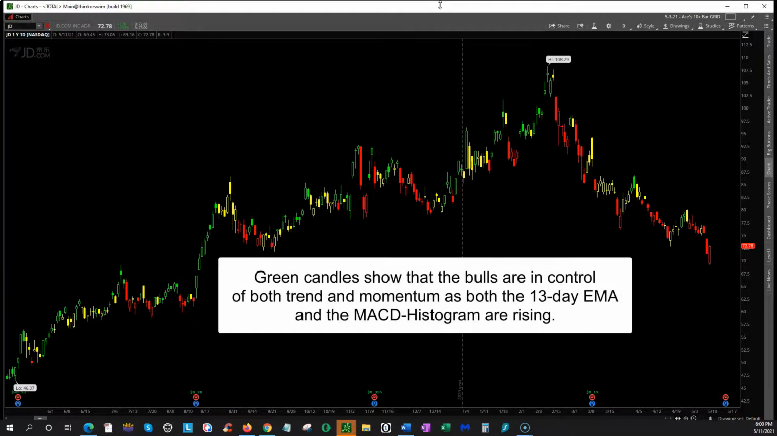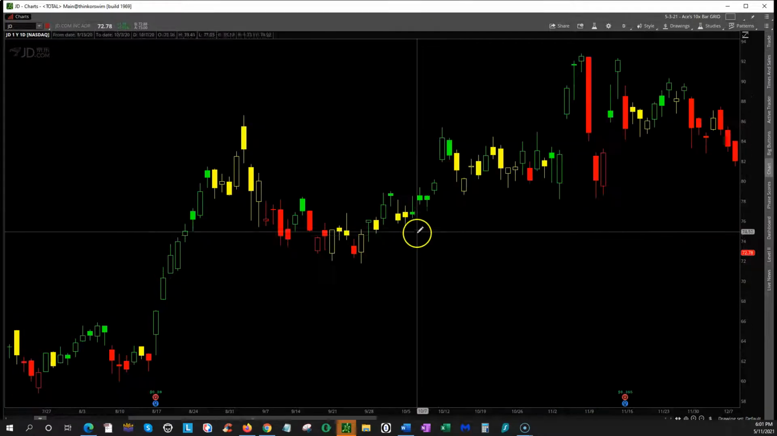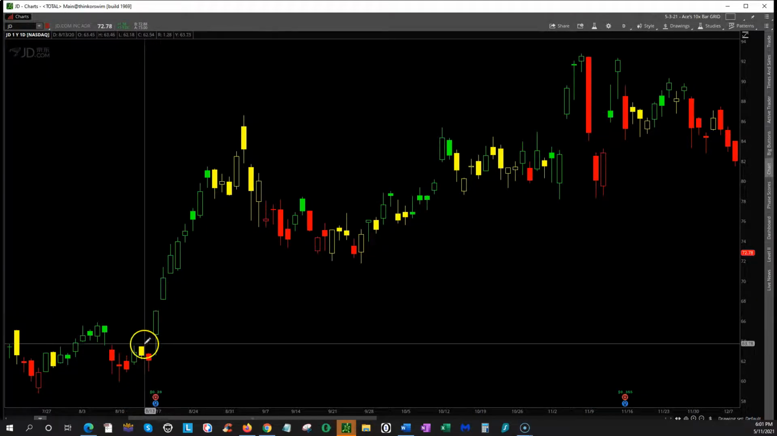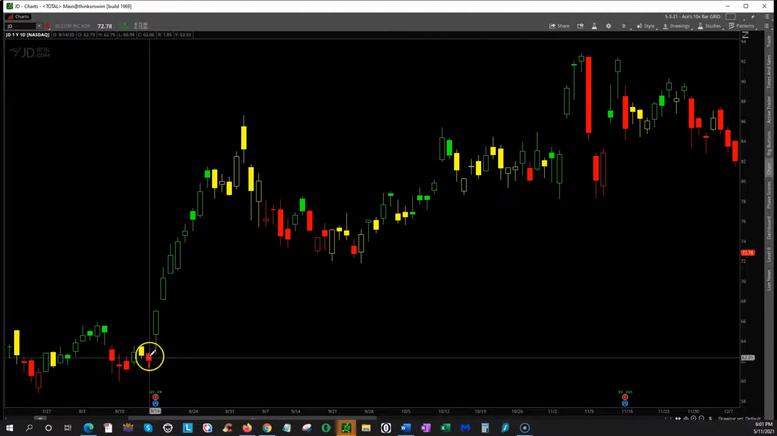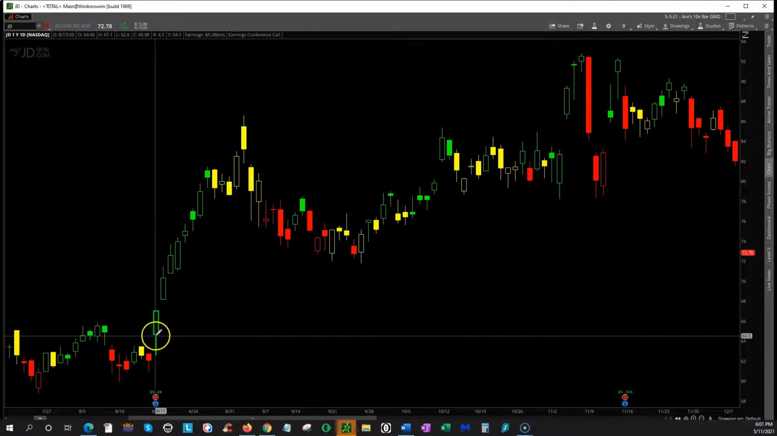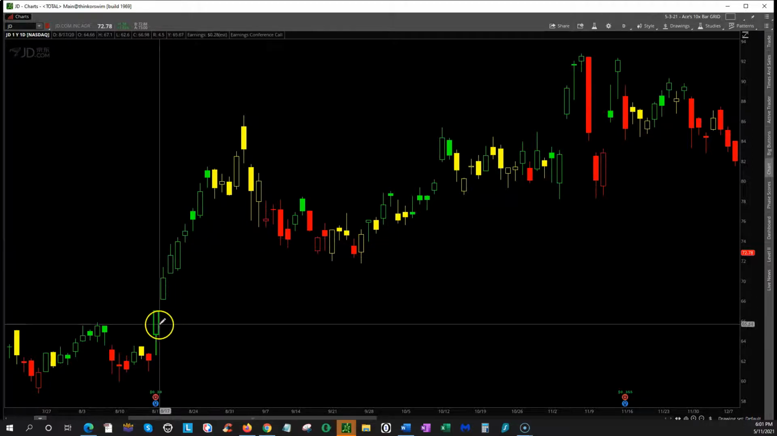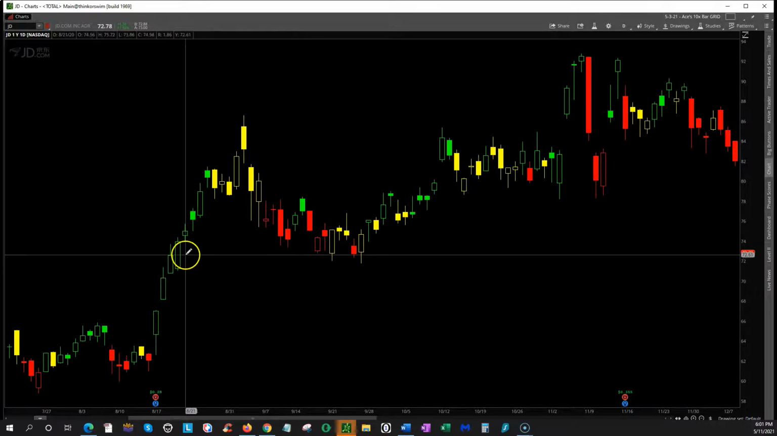Now, the green candles, they show the bulls are in control of both the trend and momentum as both the 13-day EMA and the MACD histogram are rising, okay? So if we go in here and we take a look at these candles, we're going to see right here, the candles went from yellow to red to then green after earnings. They gapped up, they popped up, and then they kept running up, and the candles have turned green. Why? Because the bulls are in control. That's what this is showing you.